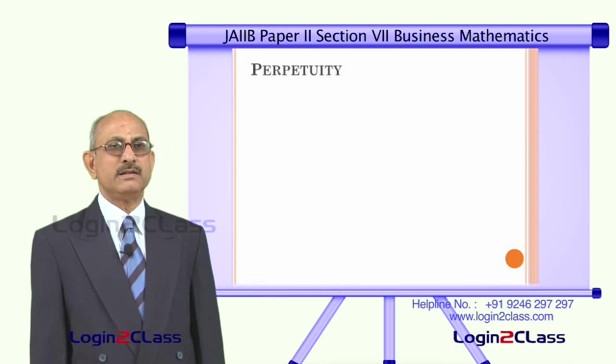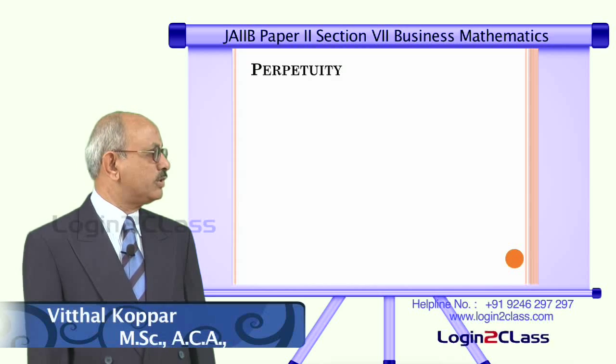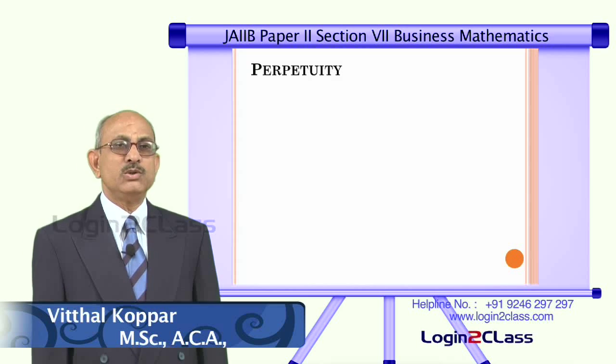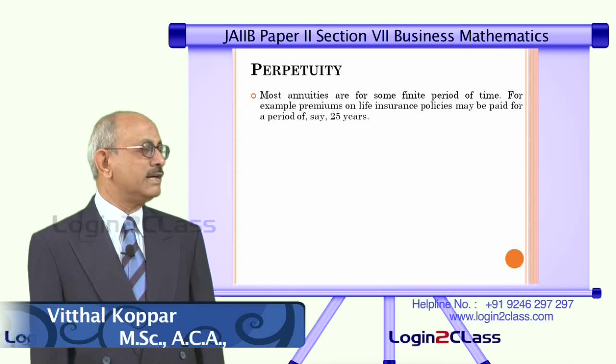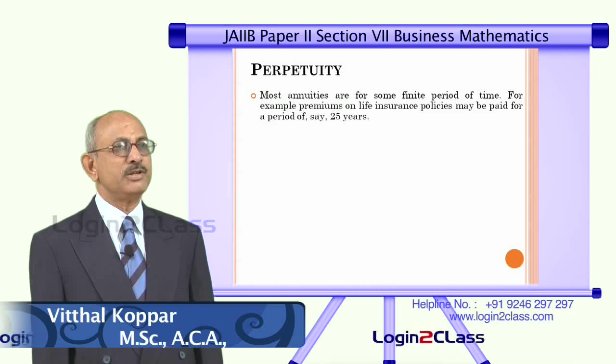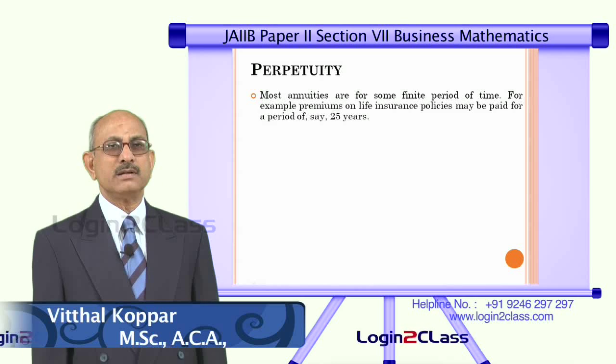Now we will come to another concept known as perpetuity. Perpetuity is nothing but what you are getting for as long as you are alive. That means they are continuing indefinitely. That is called perpetuity. Normally annuities are for a fixed period.